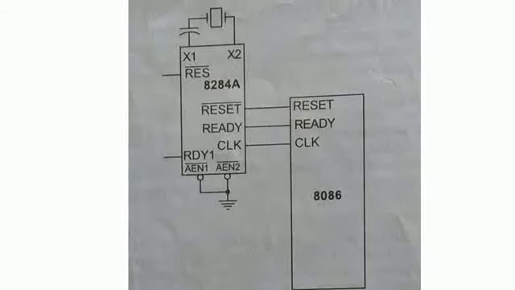If you see this one, we are expecting the 3 signals now. The 3 signals which are coming from the 8284, reset, ready, clock, are interfaced to the respective signals available in the 8086 microprocessor. But don't get confused. The reset signal is the active high signal in case of the 8086. Reset signal is the active low signal in case of the 8284.